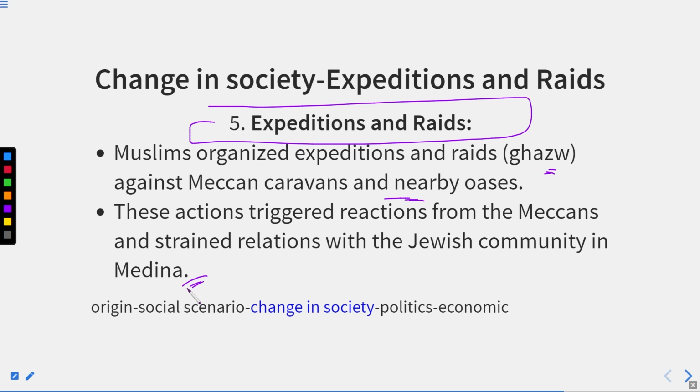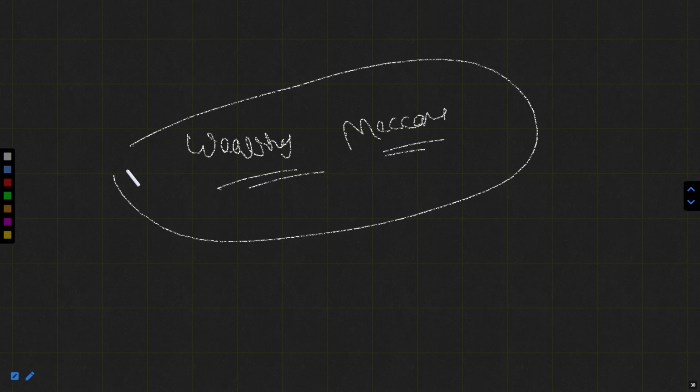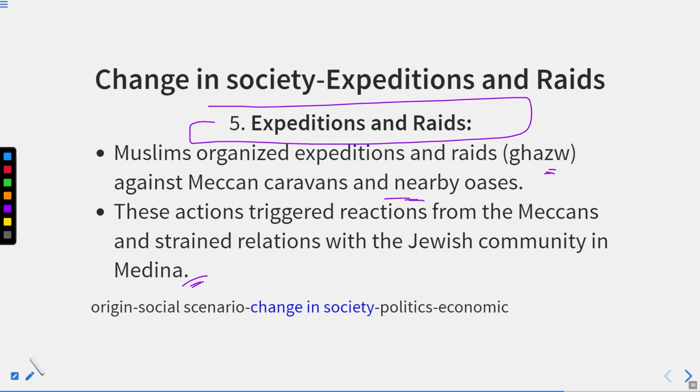Because in the previous lecture, I had already told you the wealthy Makkans were already not happy with the newly formed Islam. Why? Because Islam was challenging their gods. And thereafter, under the political leadership of Prophet Muhammad, when they launched attacks on the Makkan caravans and the nearby oases, the Makkans got really angry. Okay? And this also strained their relations with the Jewish community in Medina. Alright?